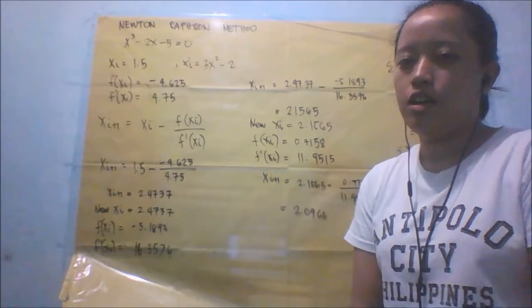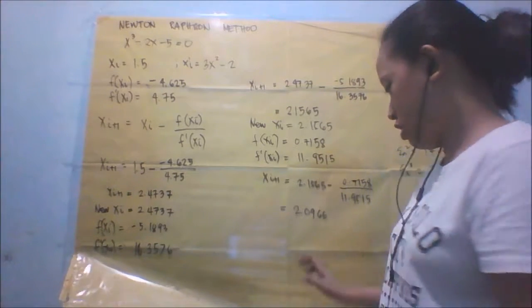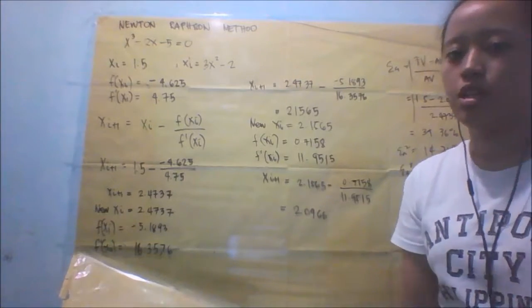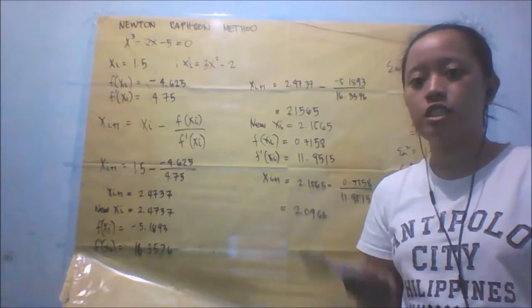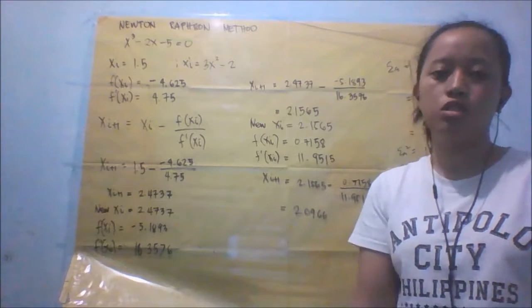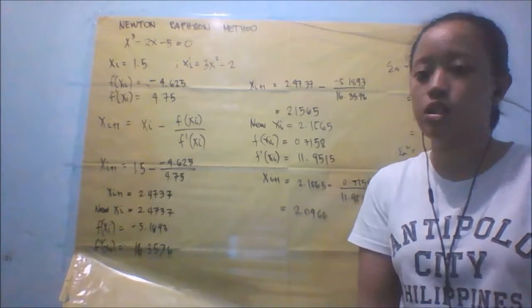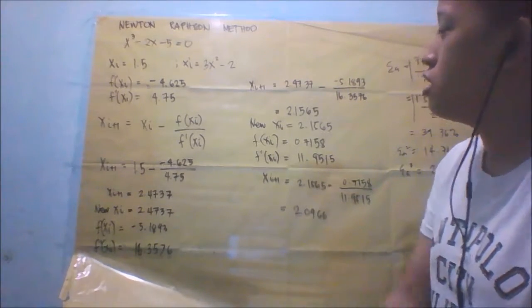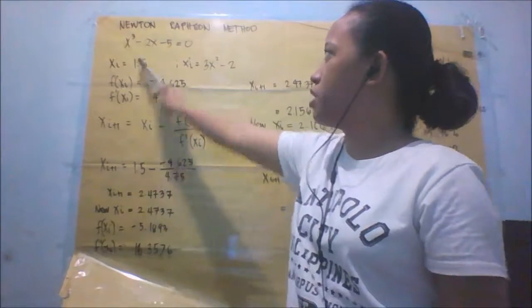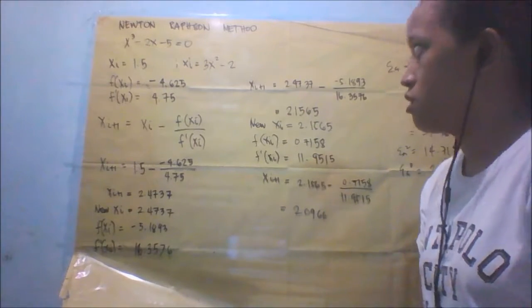Hi again. I will be discussing the Newton-Raphson method. The Newton-Raphson method is a method of finding successively better approximations to the roots or zeros of a real-valued function. We have here an example function: x cubed minus 2x minus 5 equals 0.